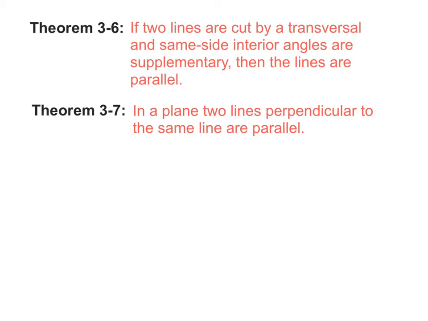Next, we have Theorem 3-7, and this theorem states, in a plane, two lines perpendicular to the same line are parallel. And this relates back to Theorem 3-4, which said if you have a transversal that's perpendicular to one of two parallel lines, it's perpendicular to the other one also.